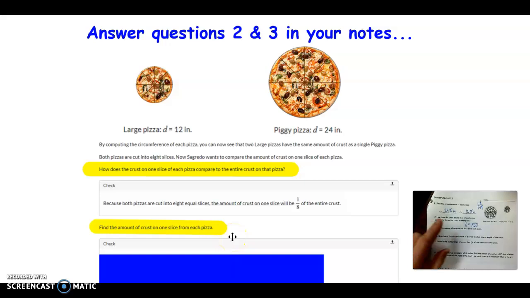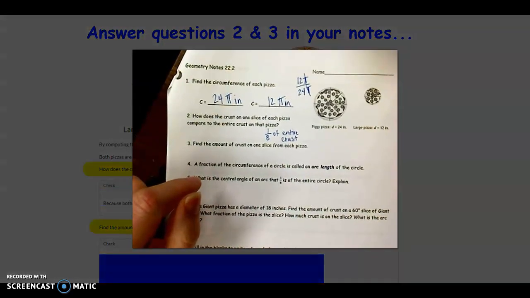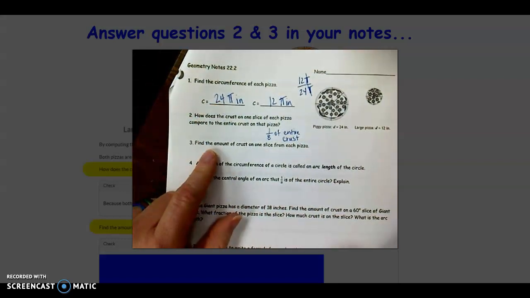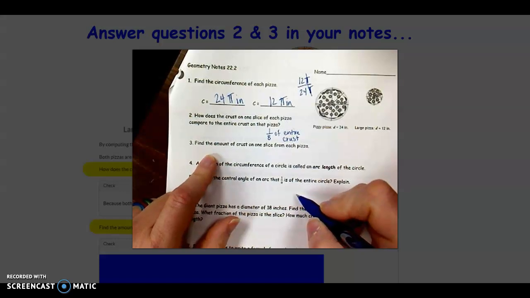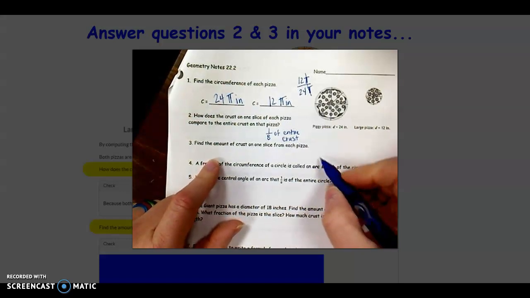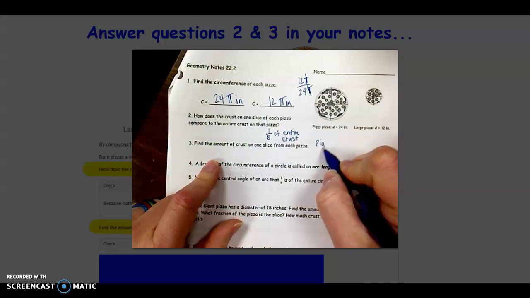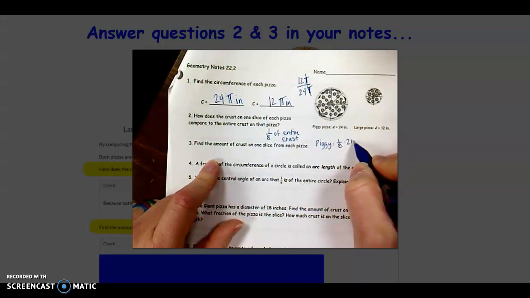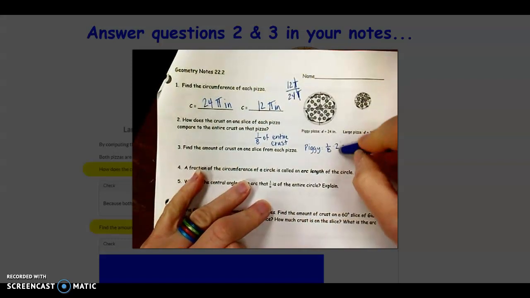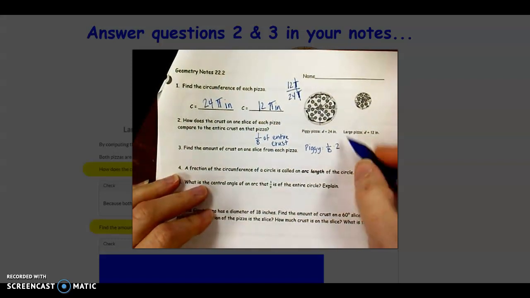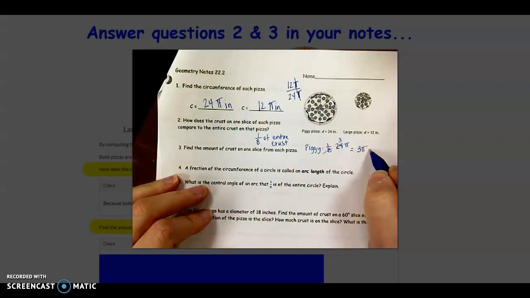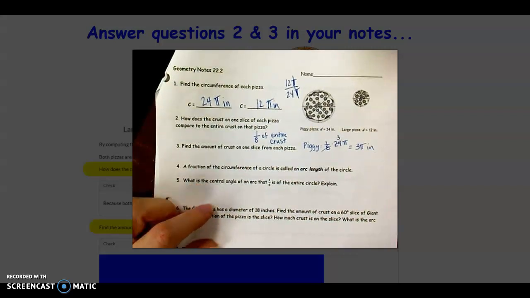So remember, we've already calculated the circumference of each. So now all we need to do is find 1/8 of those, and we know the amount of crust on one slice of a pizza. So for the piggy, we're finding 1/8 of 24 pi inches. So we know that 8 goes into 24 3 times. So each slice would have 3 pi inches of crust on it.